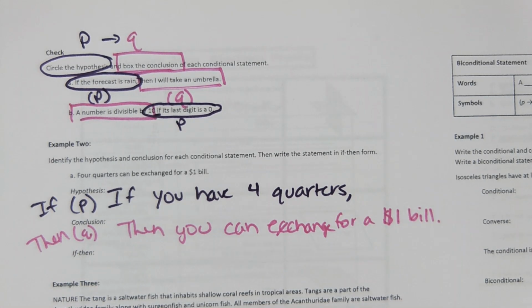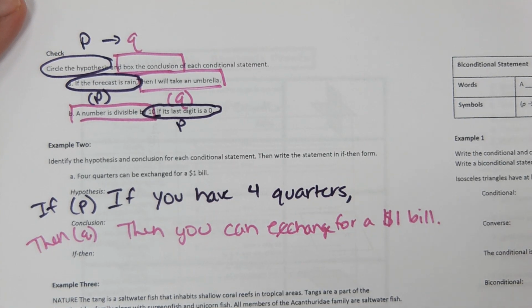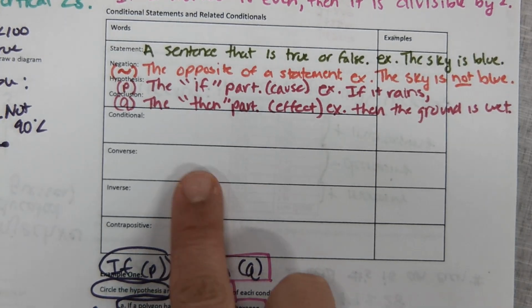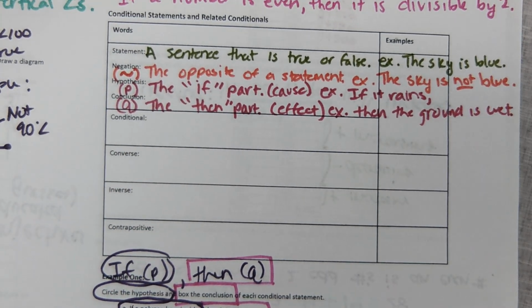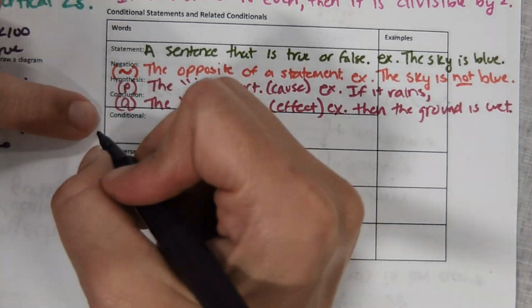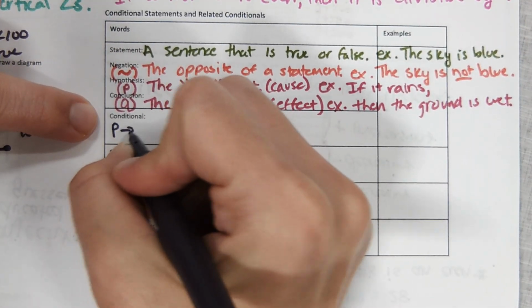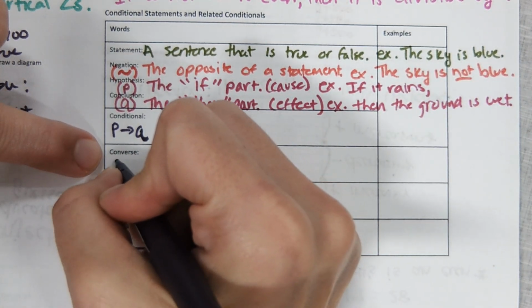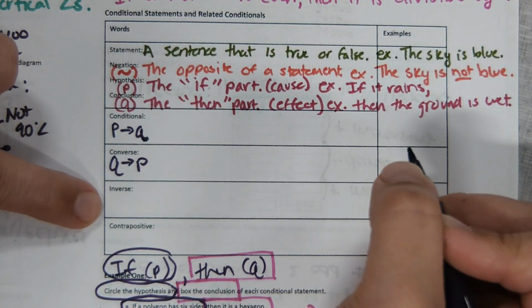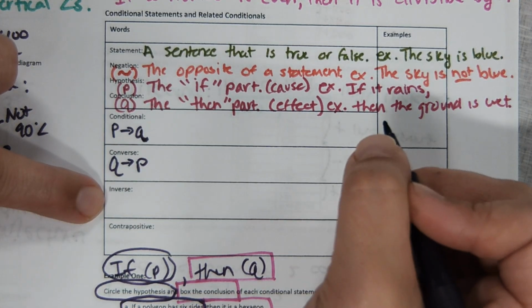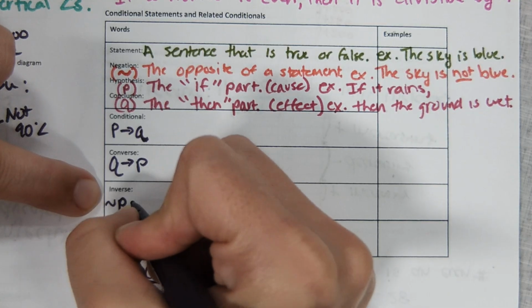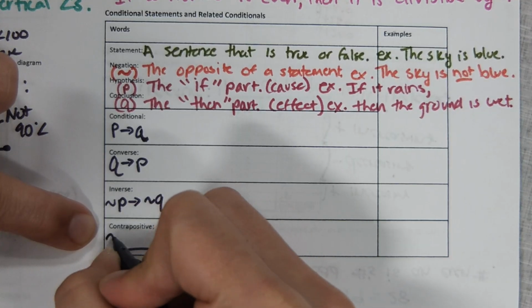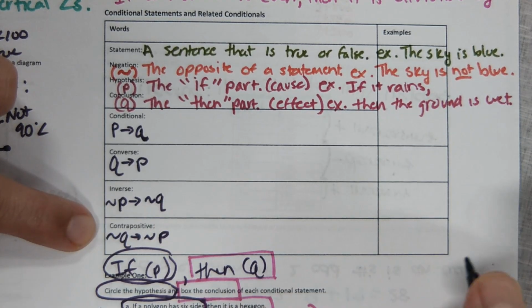Okay, then we're going to go back to the table with the vocabulary and build from here. So these are completely new words to you. It has to do with this. The conditional statement is P, then Q, in that order. Then the converse, you switch the order and you put Q, then P. The inverse is not P, then not Q, and I'll show you examples in a second. And then contrapositive is not Q, then not P.